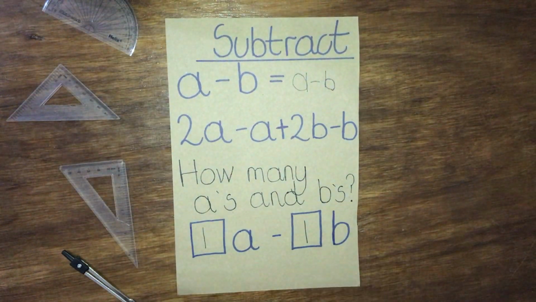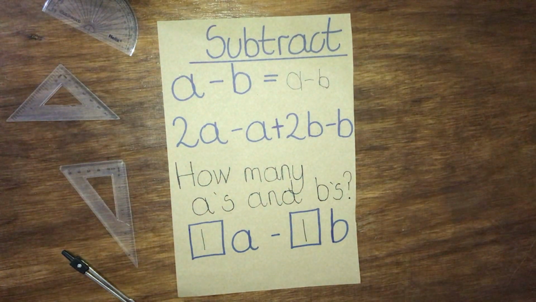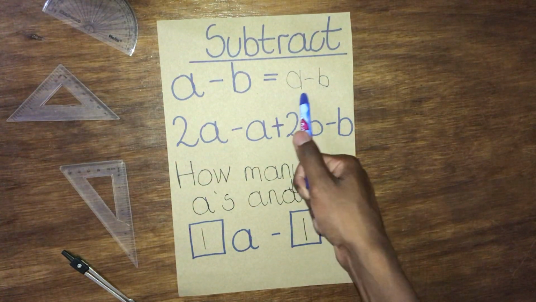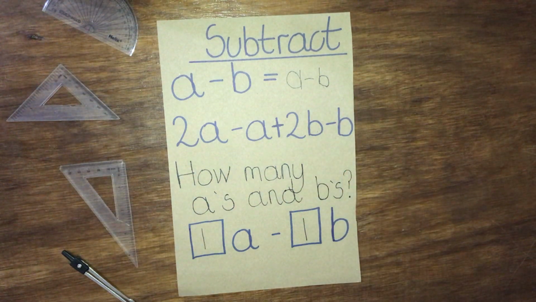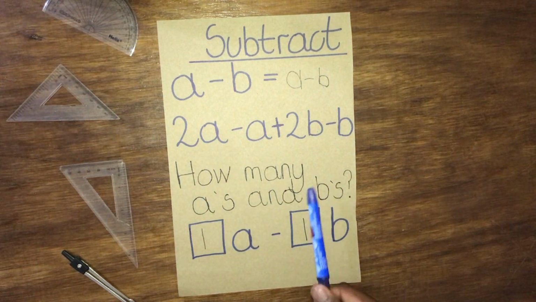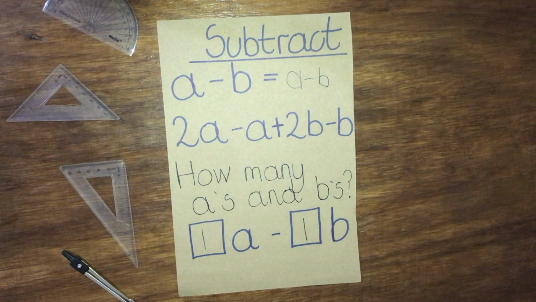Subtraction. Very similar concept to addition. Of course, here we are just utilizing the operations of mathematics, but with algebra. A minus B cannot be further simplified, so it remains as A minus B. Now here, however, we ask ourselves, how many A's and B's do we see after the operands have done their job? So, let us focus on the A's.